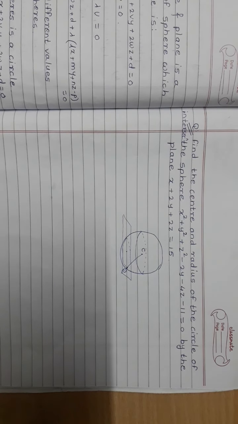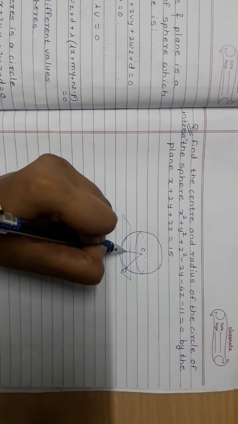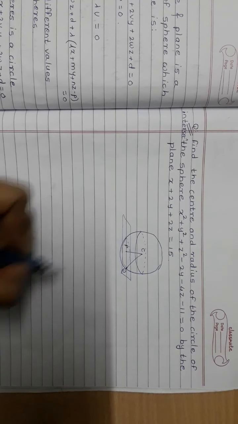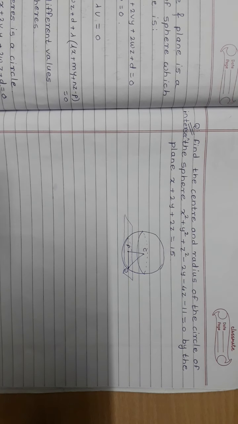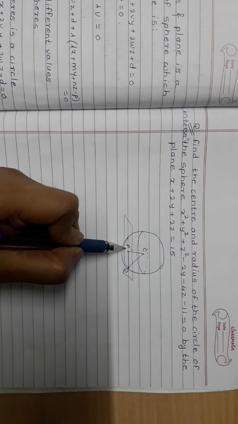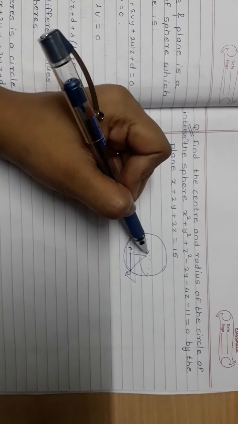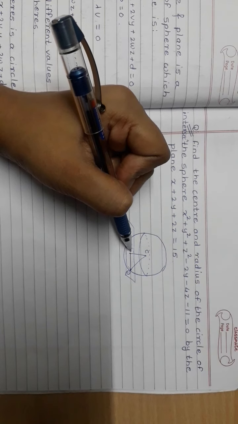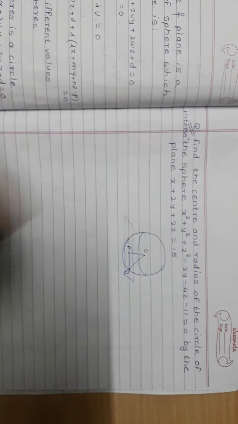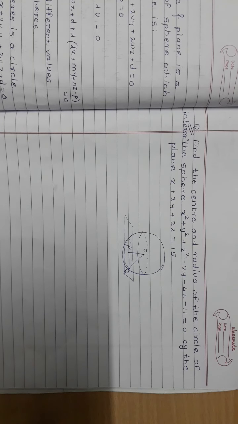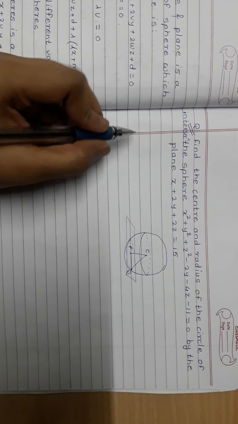CQ will be the radius. Then draw the perpendicular. Say P is my center of the circle and this length PQ is the radius. So my aim is to figure out the coordinates for P and the length PQ, right? So firstly we are going to figure out what must be the coordinates for P. To find this, I'm going to figure out what must be the equation of CP. But before that I'm going to start with the equation of the sphere, right?